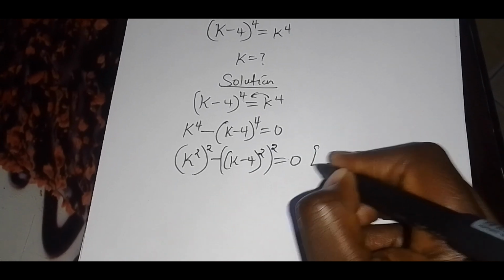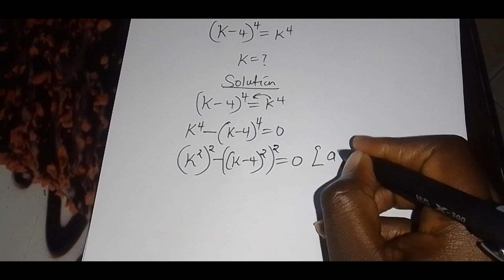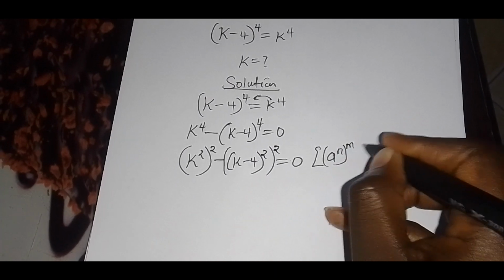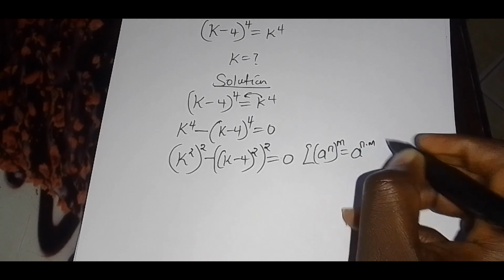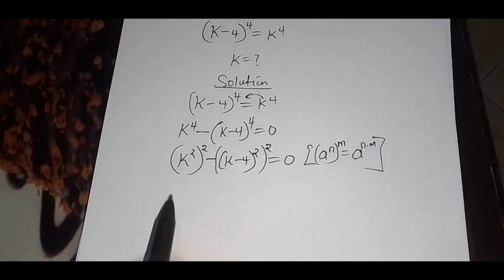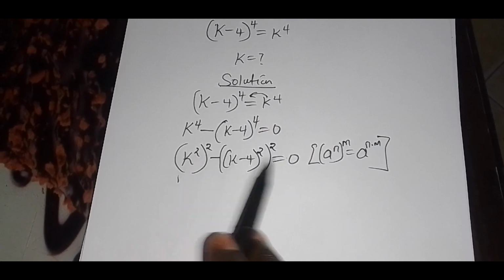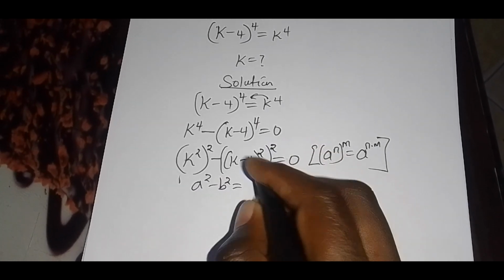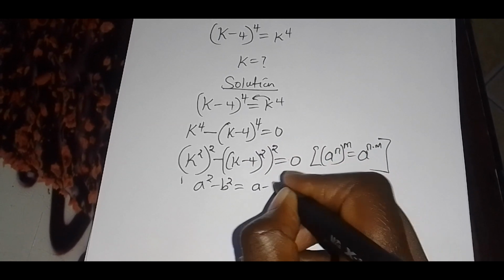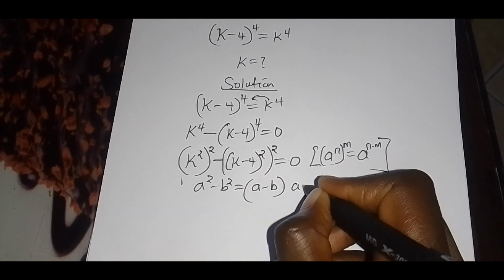Remember, we are applying the indices identity, that a raised to power n, all raised to power m, is the same as a raised to power n multiplied by m. Now this is the difference of two squares, expressed as a squared minus b squared, which is equal to (a minus b)(a plus b).